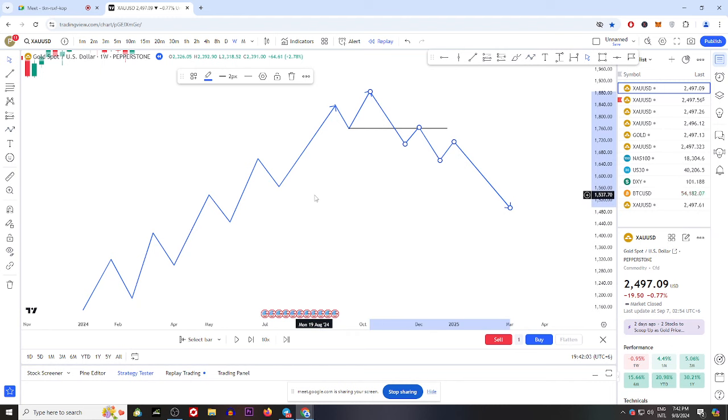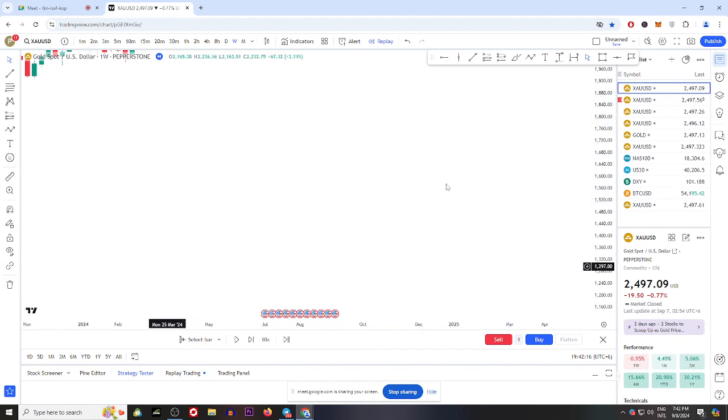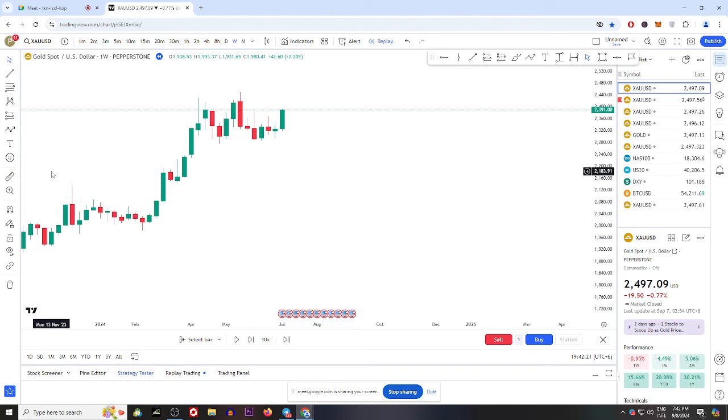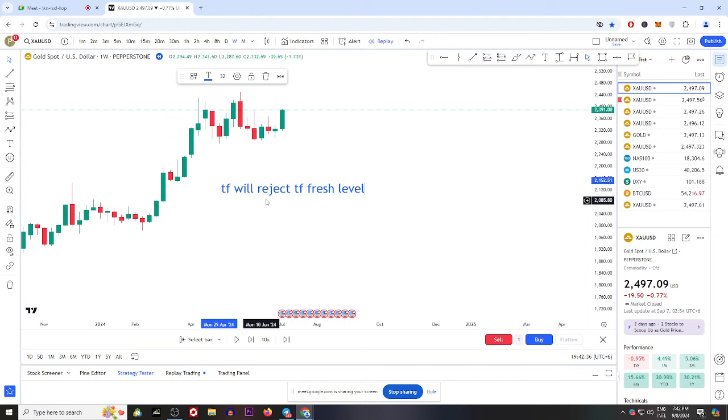Now what we will see is our SNR concept. This is also the same, a little different, but also fully the same. Now how are we going to identify? Just remember these two patterns that we have just seen. For identifying the SNR concept, we will look for this: time frame will reject time frame fresh level. So that means a time frame will reject a time frame fresh level.